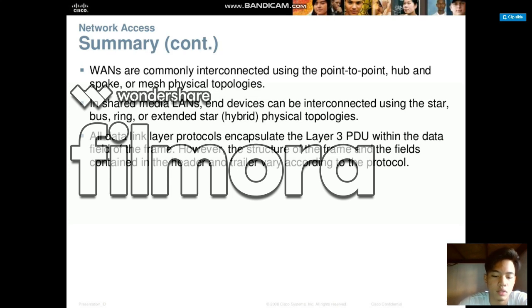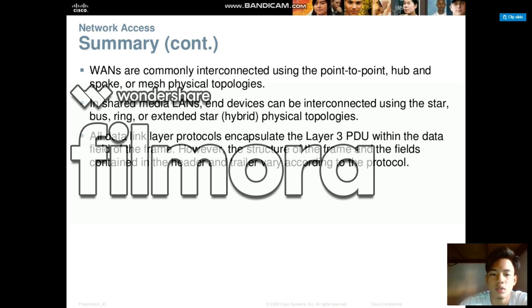So all in all, for this chapter, we have learned about the different media of the network: wired media and wireless media, where the wired media contains the copper and the fiber, and the wireless media is mainly, for example, Wi-Fi.